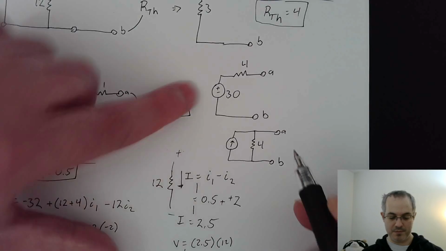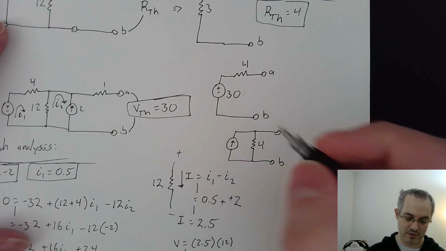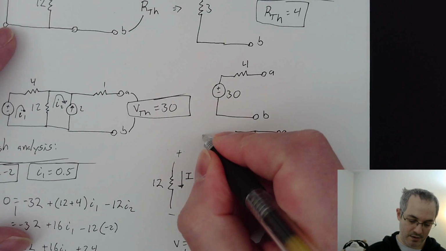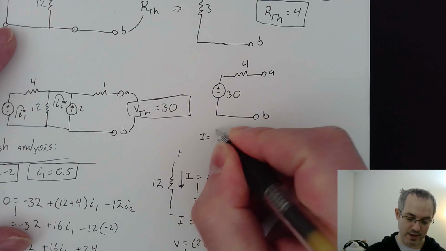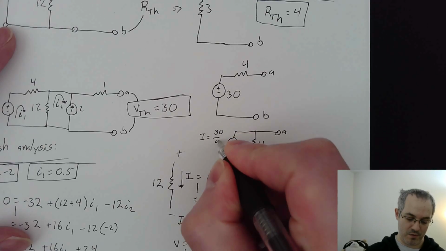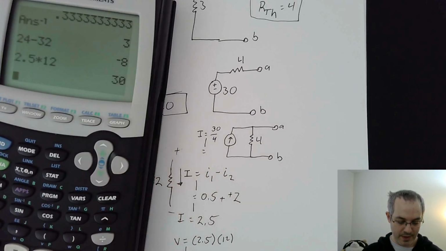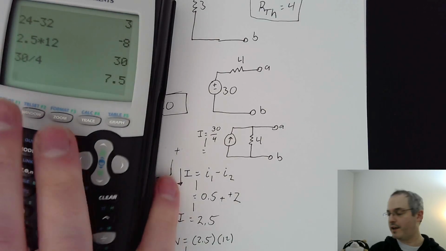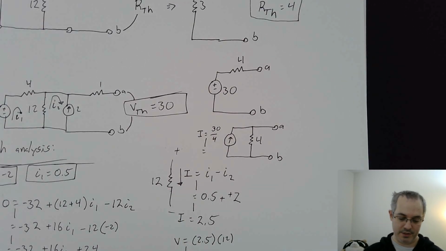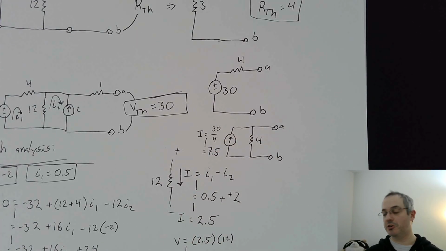Current source goes up because this is minus on the bottom, plus on the top, making sure they're going in the same direction. That current source will be I equals V over R by Ohm's law. So that would just be 30 over 4. 30 over 4 is 7.5. Right on. 7.5. So there you go. Good stuff. Now let's go ahead and check it.